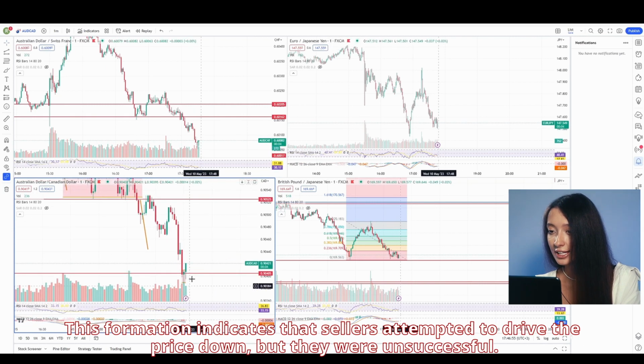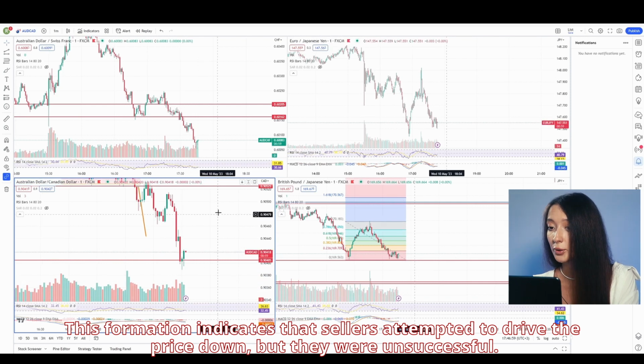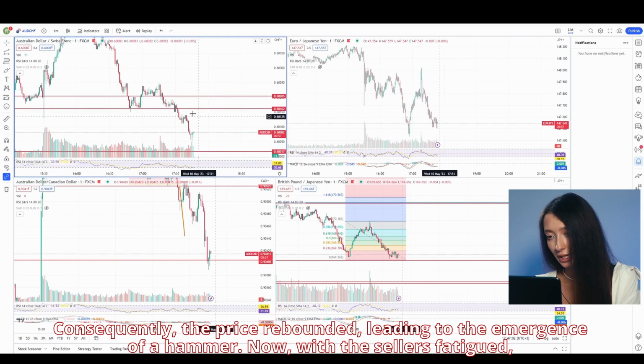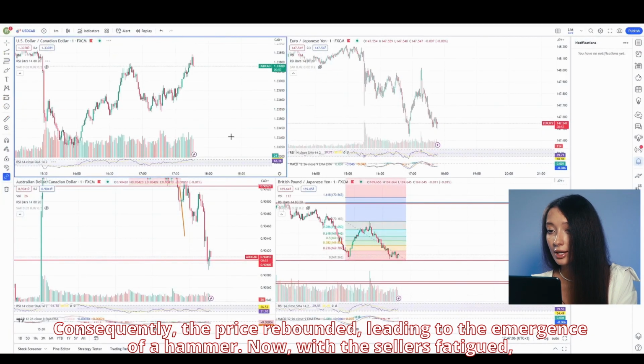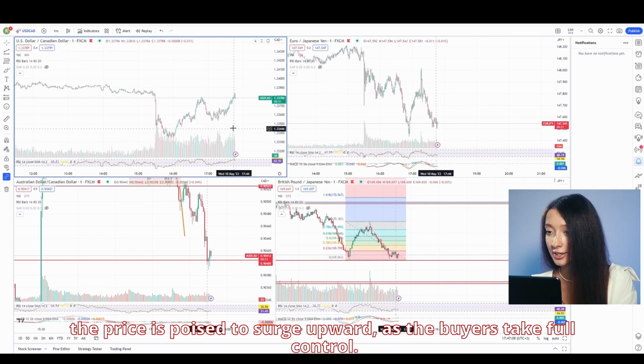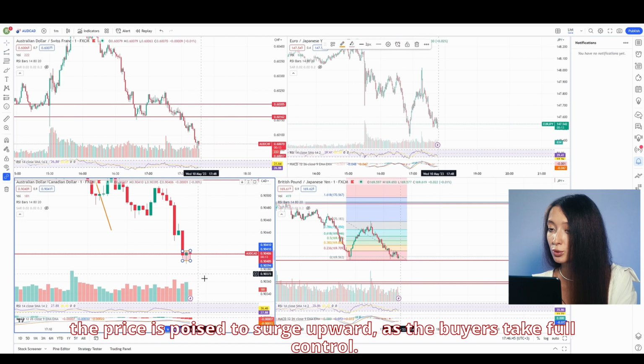This formation indicates that sellers attempted to drive the price down, but they were unsuccessful. Consequently, the price rebounded, leading to the emergence of a hammer. Now with the sellers' fatigue, the price is poised to surge upward as the buyers take full control.